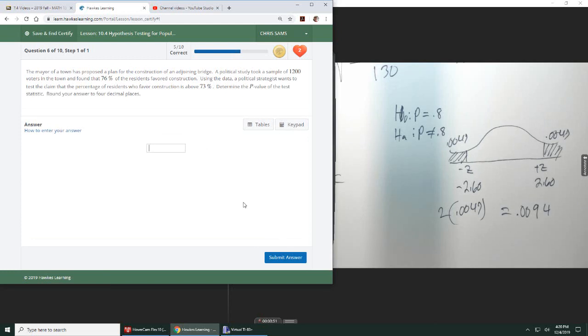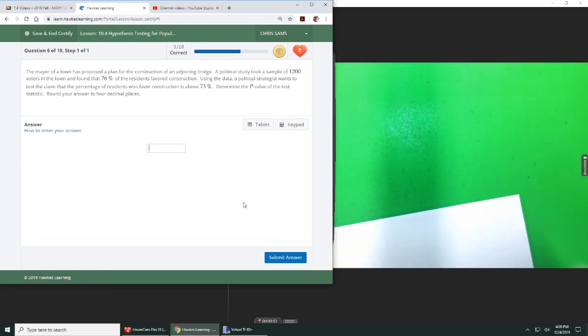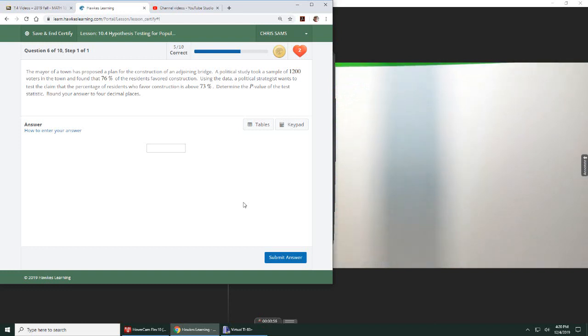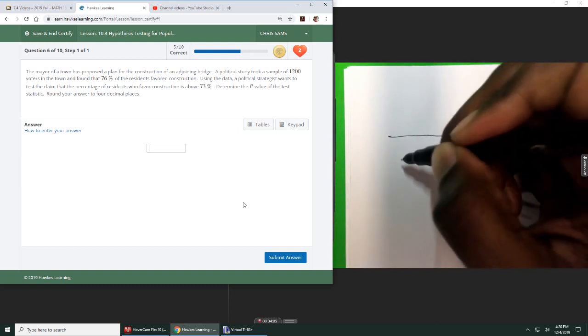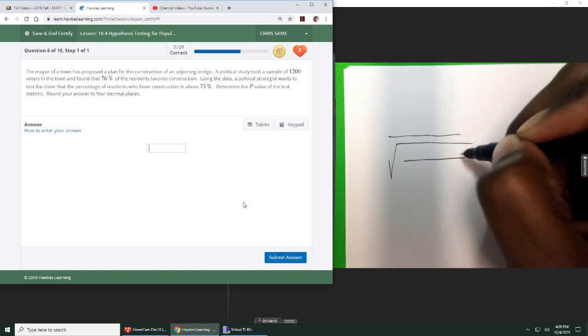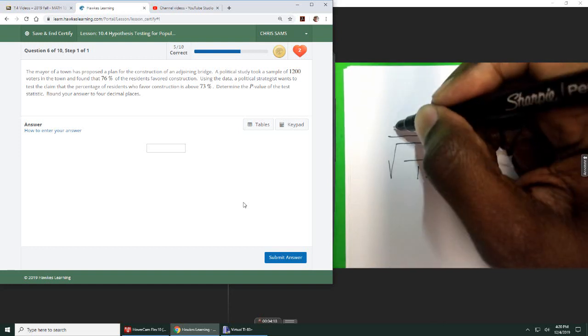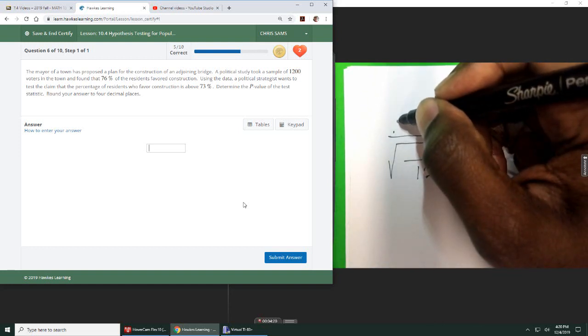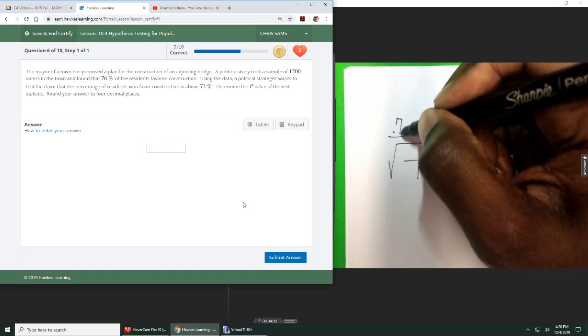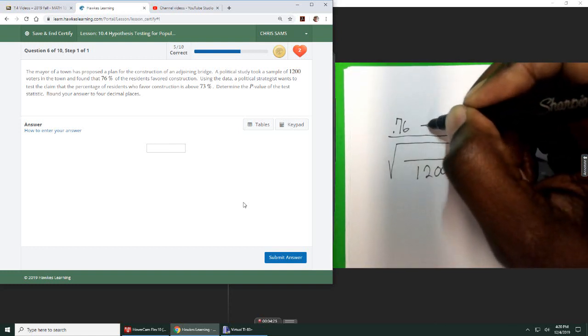All right, number 5 is also the same, so we'll do that one here as well. This time we have a study taken. We got 1,200, so I'm going to go ahead and start setting everything up. So my sample size is 1,200. It showed that 76% favored the construction, so my sample proportion is 0.76.